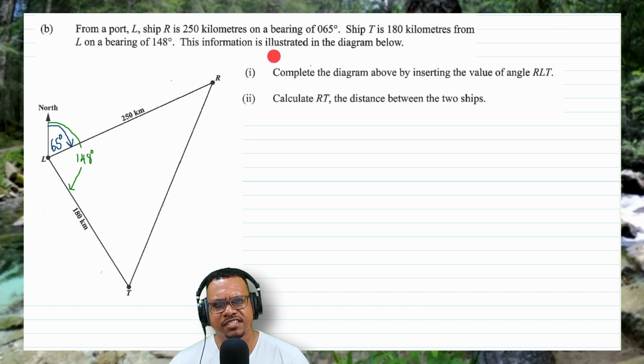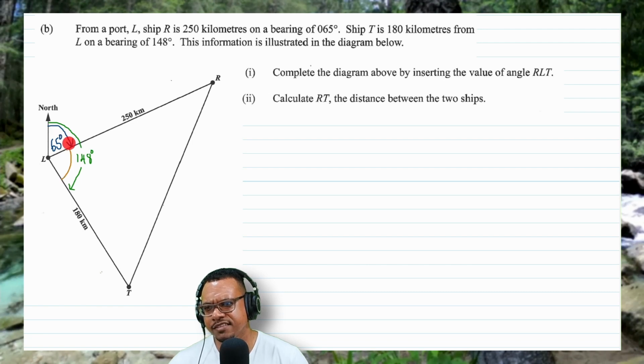So they said this information is illustrated in the diagram below. So for part 1, complete the diagram above by inserting the value of the angle RLT. So that's R to L to T. So that's this angle right in here.